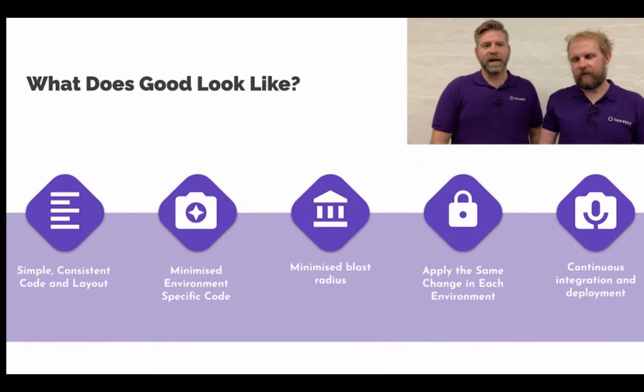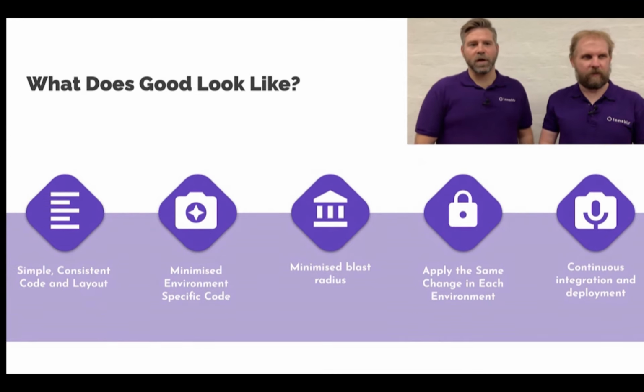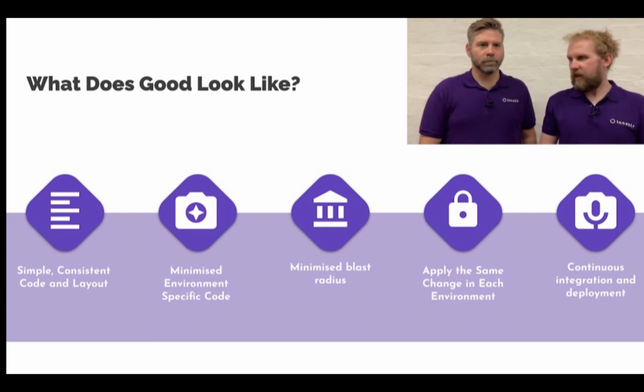So, what does good look like? First we want to start with some simple, consistent code and layout. It's quite important to structure your code in a specific way when it comes to Terraform, because once we start growing our Terraform repo, things can get out of hand quite quickly. That's right. We want to make it as easy as possible to add new functionality over time, so it should be obvious where and how to extend things.